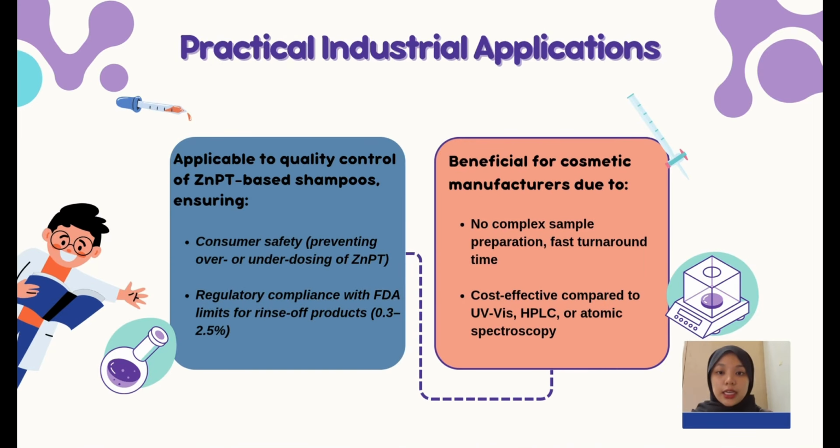Our research further highlights the practical application of these methods in real-world industry settings. They can be applied for quality control of zinc PT-based shampoo, ensuring accurate dosing for consumer safety and full compliance with FDA regulation. We specify a zinc PT content limit between 0.3% and 2.5% for the range of products. For manufacturers, these methods are highly advantageous due to simplicity, requiring no complex sample preparation and offering fast turnaround times. Furthermore, they offer cost-effective alternatives to more advanced instrumentation like UV-Vis, HPLC, or atomic spectroscopy.